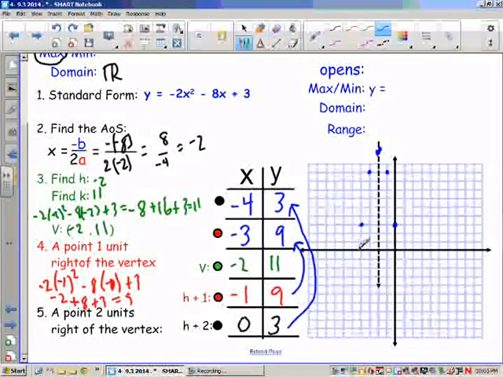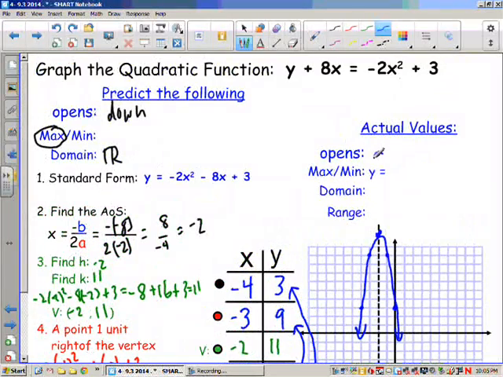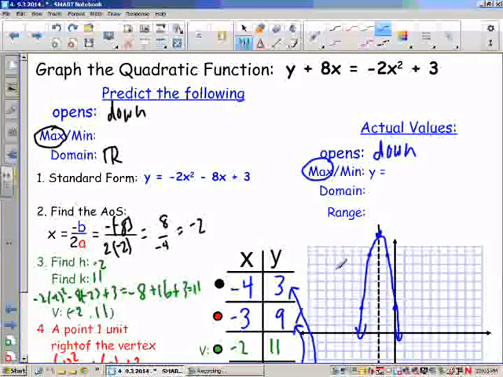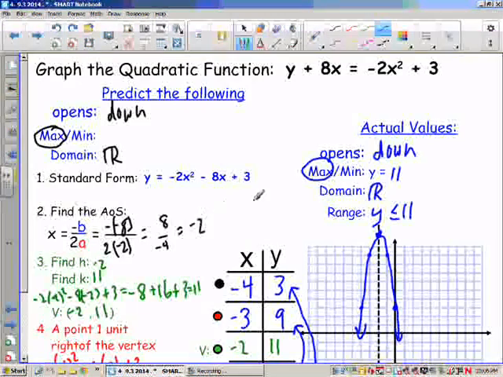Trying to make a smooth curve gives me a graph like this. Now let's see here. This is a graph that does open down. It has a max because of that up here at 11 at the top of the vertex. So y equals 11. The domain again is all reals, and the range has to be less than or equal to 11. All right, try the on your own. We'll see you in class.